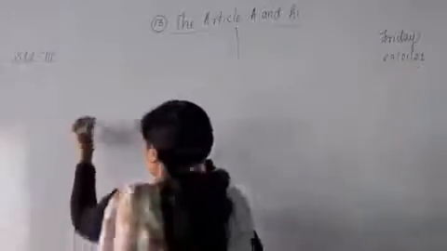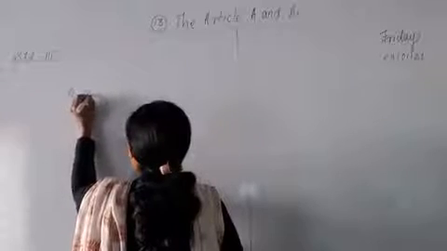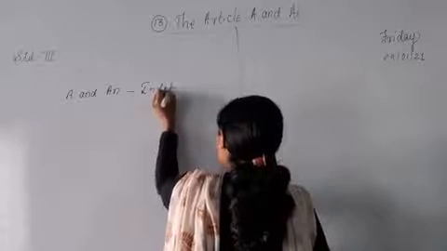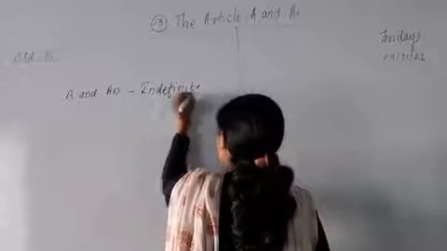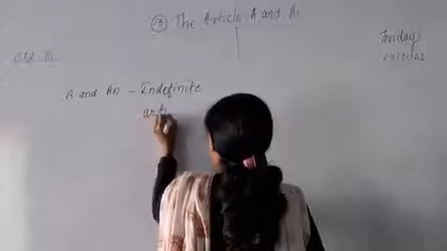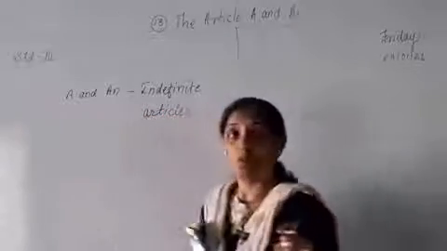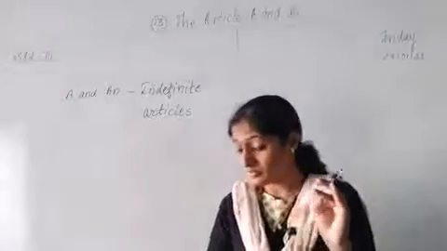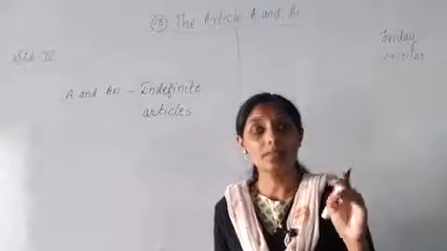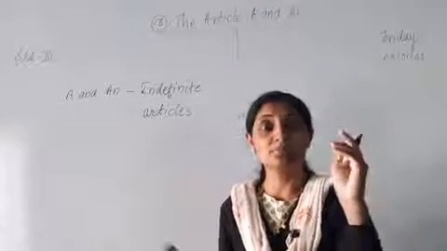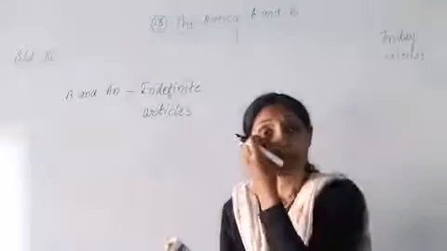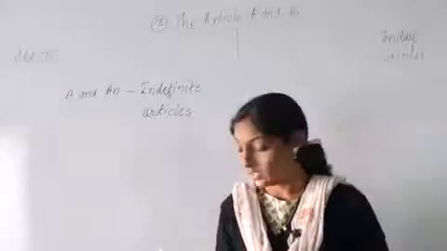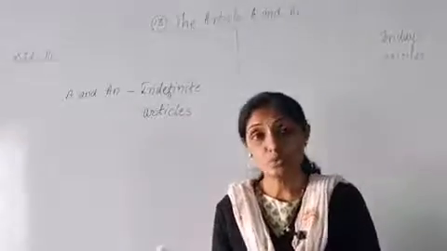A and an are indefinite articles. They do not stand before any particular person, and they do not stand before any particular place. When we speak about a particular person, a particular place, or a particular animal, we don't use the articles a and an before that.